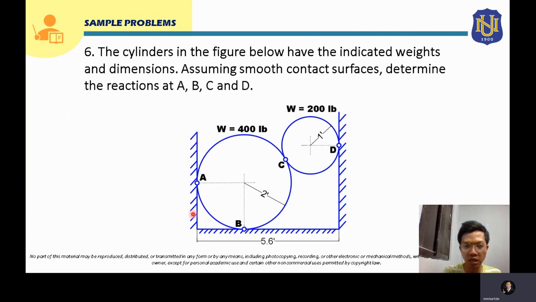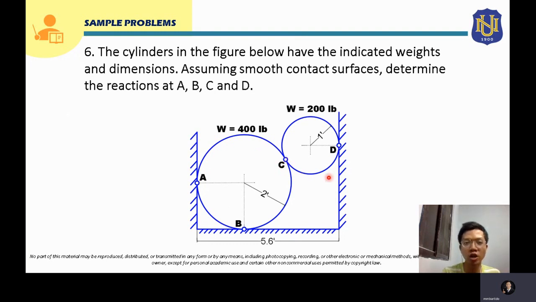Okay, so for this bigger cylinder, this is supported by this surface here and this surface here, and this is actually also supported by this smaller cylinder here at this contact, no? And also this smaller cylinder is supported by this surface and is also supported by this larger cylinder at this point of contact, no?